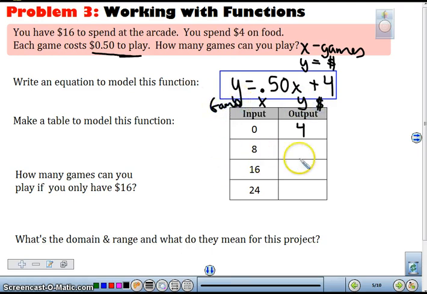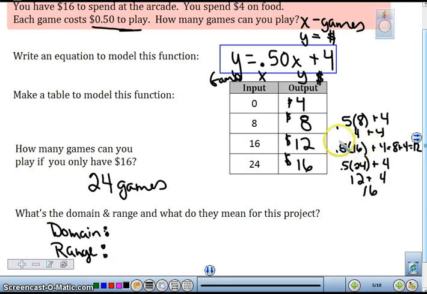If we look at that, we now want to figure out for 8 games. Well, follow your equation. 0.5 times 8, half of 8, plus 4. That means this is 4 plus 4, which gives us $8 spent. I would like you to figure out 0.5 times 16 plus 4. I'm going to pause the video. I'd like you to pause the video in class today and figure out those last two, and then we'll start it up. Unpausing the video, you should see that you got 12 and 16.